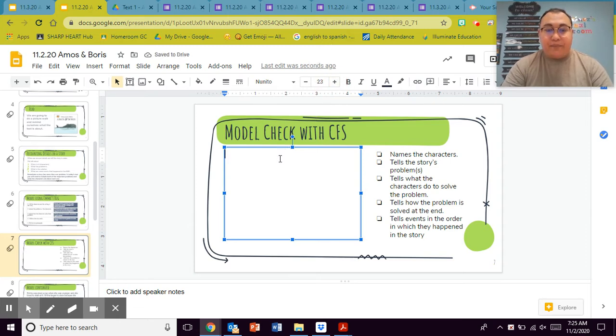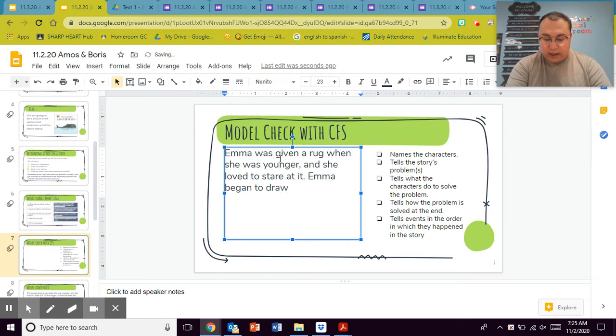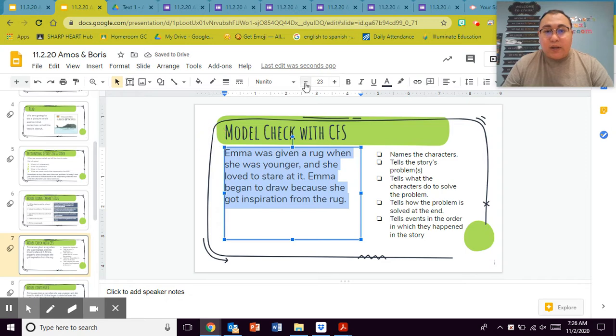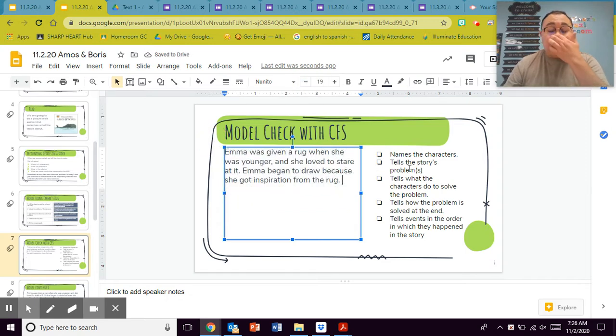So Emma was given a rug when she was younger, right? Comma, and she loved to stare at it, right? Emma began to draw because she got inspiration from the rug. I'm going to make this a little smaller so that it'll fit. So now I've told the characters, right? And I've told the beginning of something from the beginning of the story. Now I need to move into my problem.